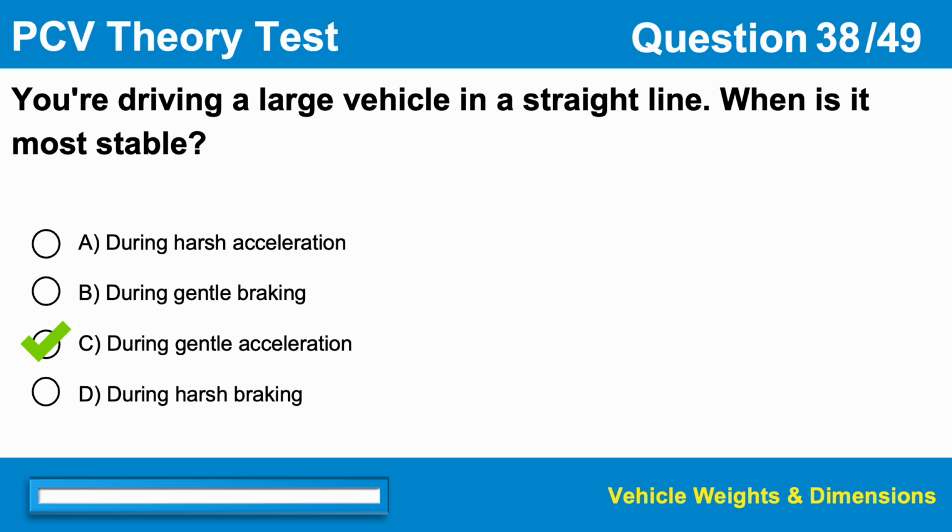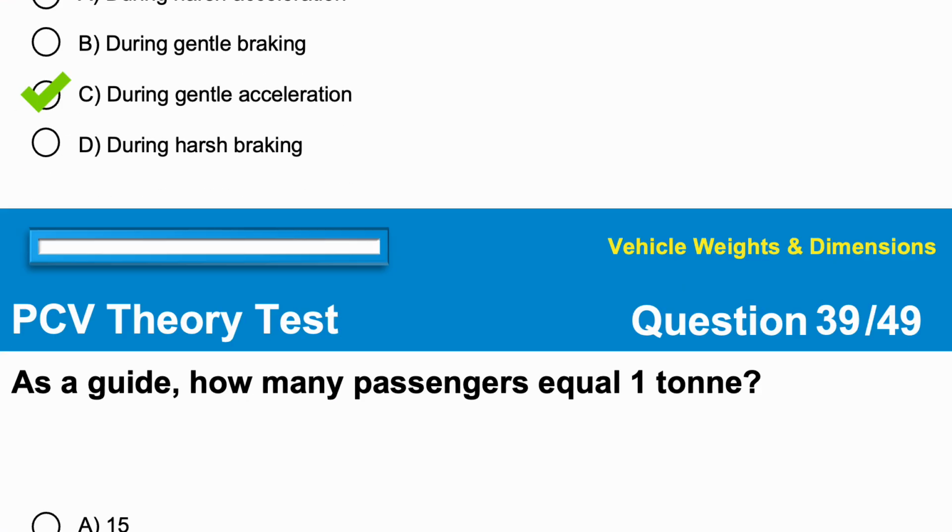The correct answer is C. A vehicle is most stable when travelling in a straight line under gentle acceleration. Sudden acceleration, steering or braking can cause severe loss of control. For maximum control, keep your driving as smooth as possible.